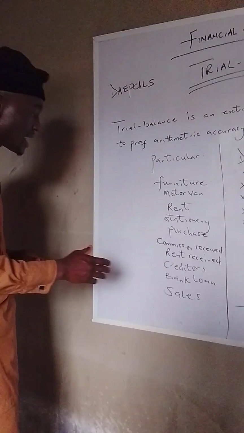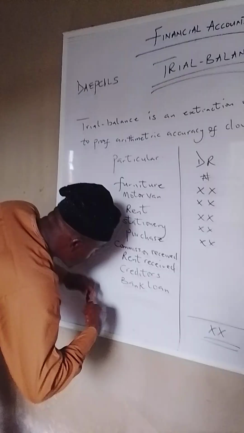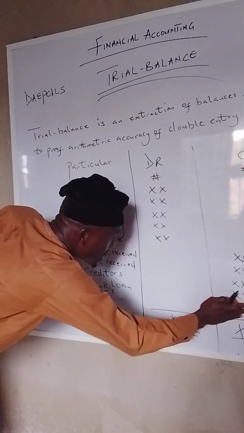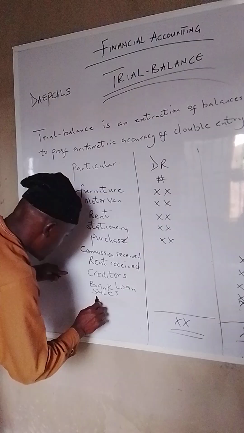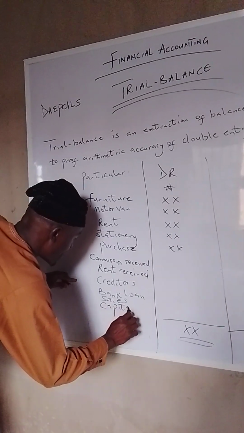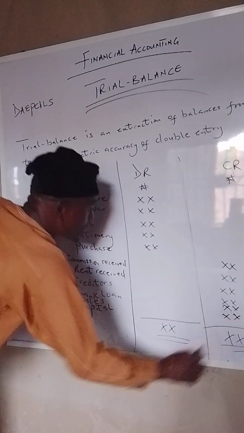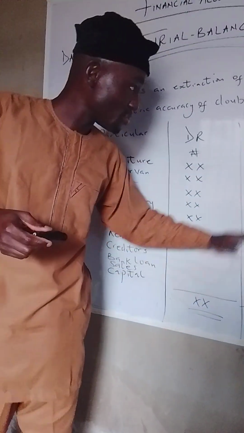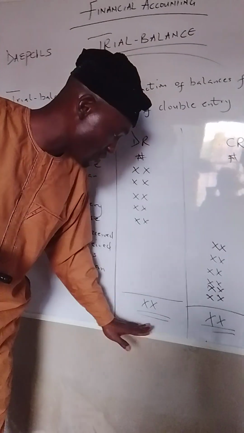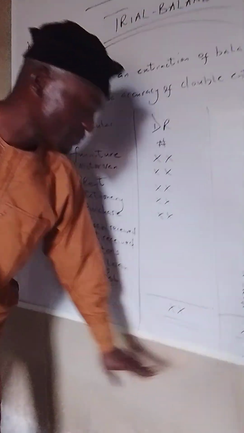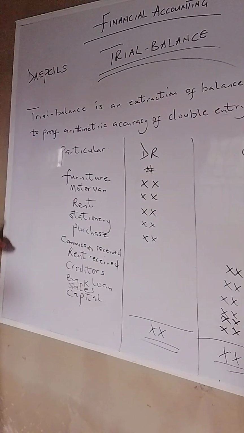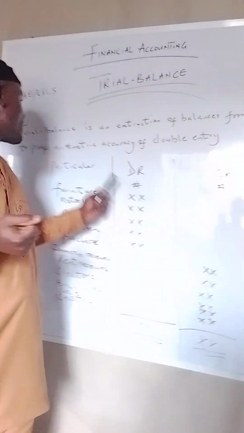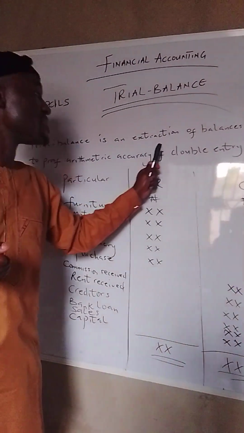But at times we may have capital too. If we are given capital, our capital will also be at the credit side. Your capital, the money that you use to start a business, that's what we call capital. By the time you sum the debit side and sum the credit side, you must arrive at the same figure. That's why they call it trial balance: an extraction of balances from the ledger to prove the arithmetic accuracy of double entry.